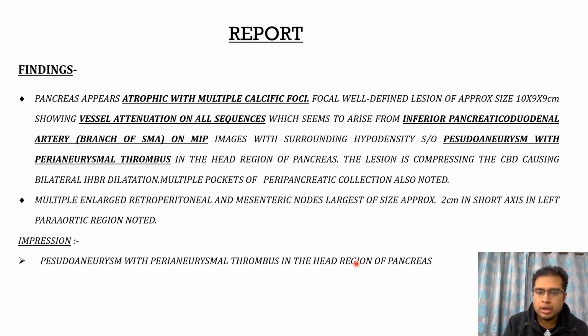And since the aneurysm was actually compressing the CBD, there was a lot of intrahepatic biliary radical dilatation that was seen. Other than that, there were multiple enlarged retroperitoneal mesenteric nodes which were suggestive of inflammation. Impression was a pseudoaneurysm with the perianeurysmal thrombus in the head region of the pancreas arising from the inferior pancreaticoduodenal artery.